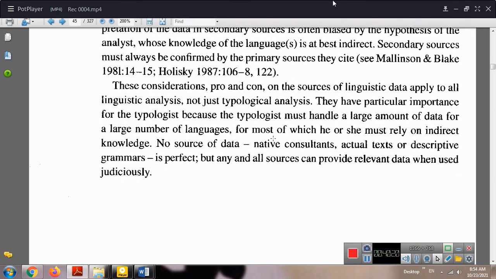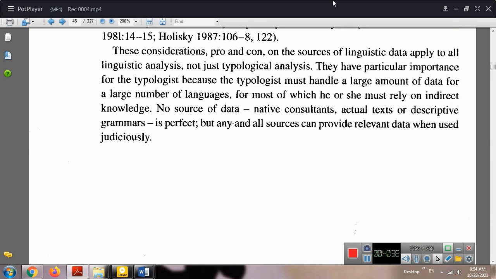These considerations, pro and con, on the sources of linguistic data apply to all linguistic analysis, not just typological analysis. They have particular importance for the typologist because the typologist must handle a large amount of data for a large number of languages, for most of which he or she must rely on indirect knowledge. No source of data, native consultants, actual text, or descriptive grammars is perfect, but any and all sources can provide relevant data when used judiciously.